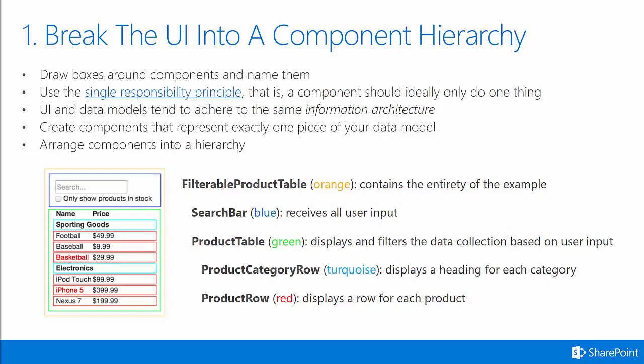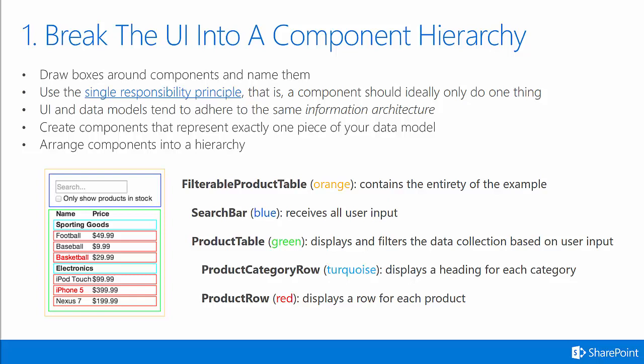The first thing that you'll want to do is draw boxes around every component and subcomponent in the mock and give them all names. If you're working with the designer, they may already have done this, so go talk to them. Their Photoshop layer names may end up being the names of your React components. But how do you know what should be its own component? Well, you just use the same techniques for deciding if you should create a new function or object.